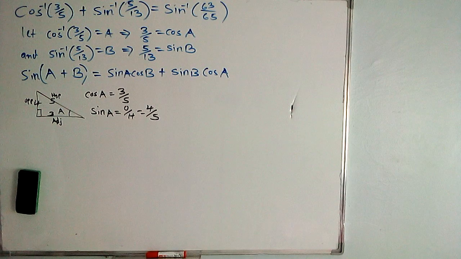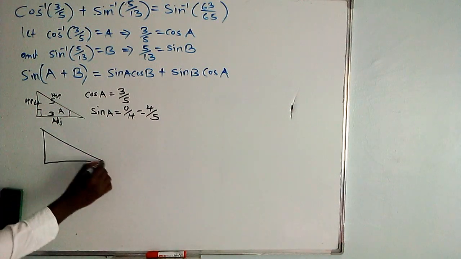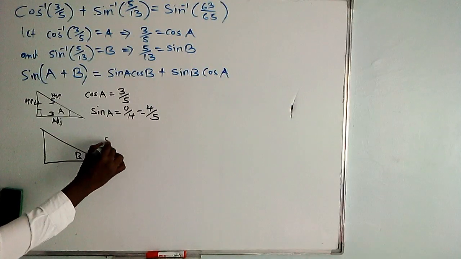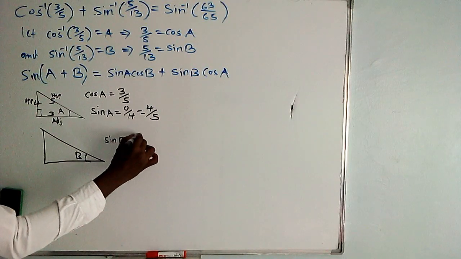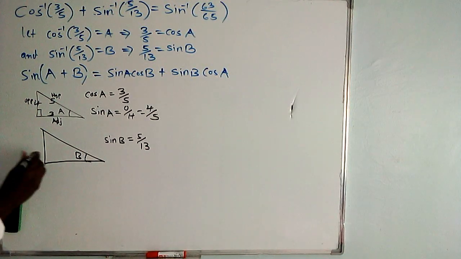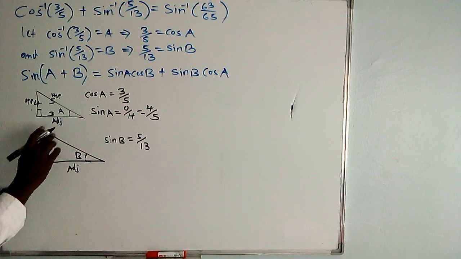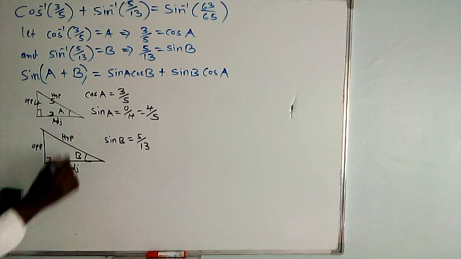Then we go to B. In B, we found out that sine B is 5 over 13. So we draw a triangle for angle B. If angle B is there, this is the opposite side, and this one now becomes the adjacent. The longest side is the hypotenuse.